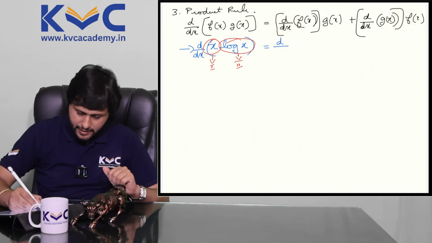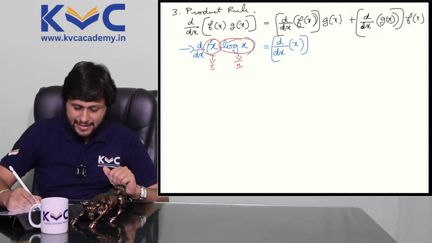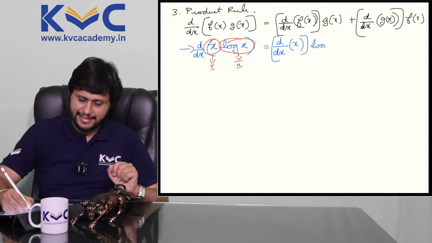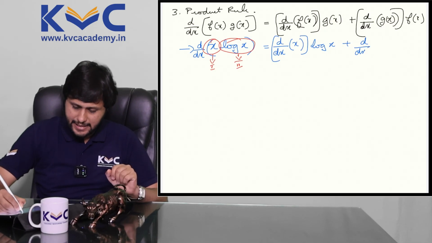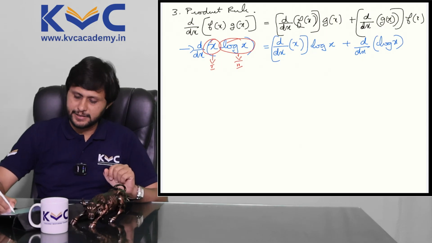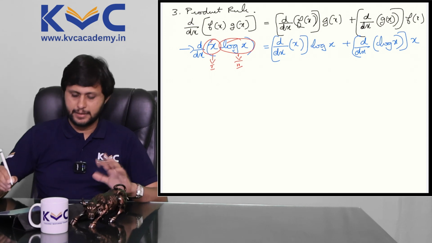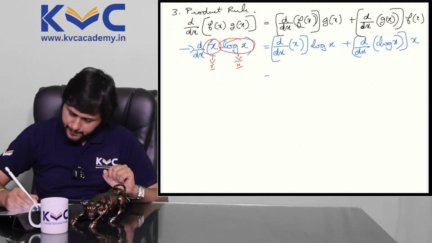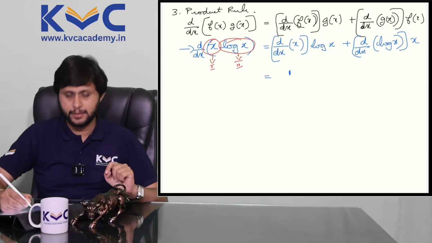We will write it as differentiation of first function. Second function, don't differentiate. As it is. So log x, keep as it is. Plus differentiation of second function. Differentiation of log x. First function as it is. What was the first function? X. Correct. Now differentiation of x is, I've already told you, equal to 1.